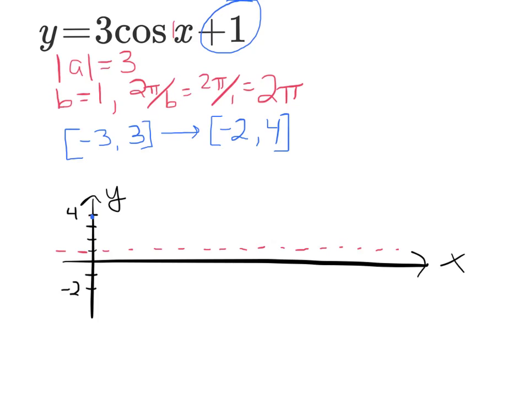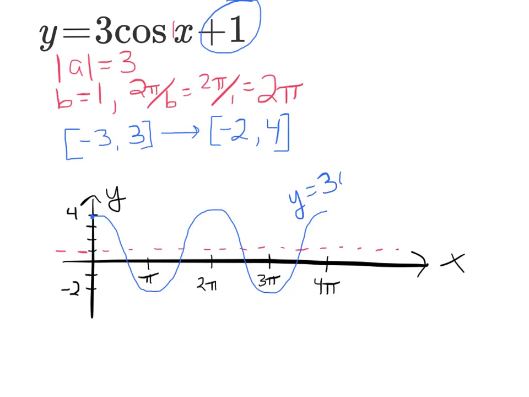And now we're going to draw 2 cycles starting here. We're going to go down to -2, back up to 4, down to -2, back up to 4. And our period is 2 pi, so we know 1 cycle here ends at 2 pi, and the second cycle would end at 4 pi. Let's fill a couple values in between. And here we have 2 cycles of a cosine function that have been shifted up 1 unit.